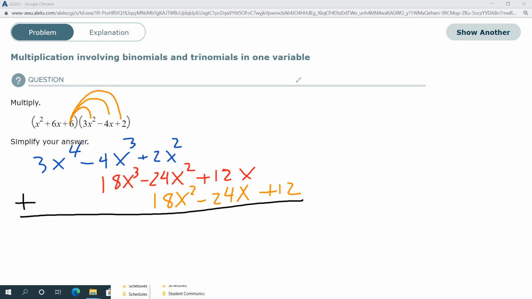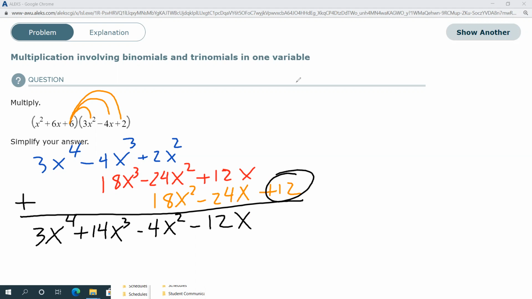So I add it all up, combine like terms. So that guy has nobody to hook up with. How sad. These 2 are like terms. And I've got negative 4 and 18. That's going to leave me positive 14 of them x cubes. And then these guys give me negative 4x squareds. And then those 2 would be negative 12 x's. And then this guy is alone, so just plus 12. Yeah, they take a few moments, but it's cool.